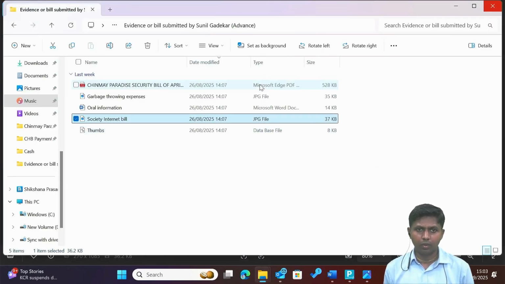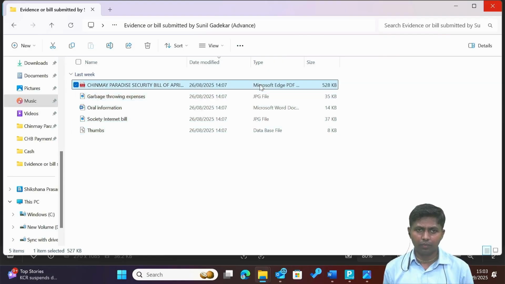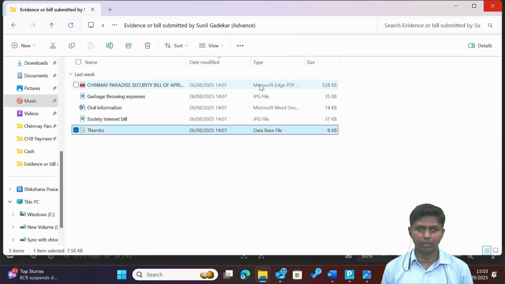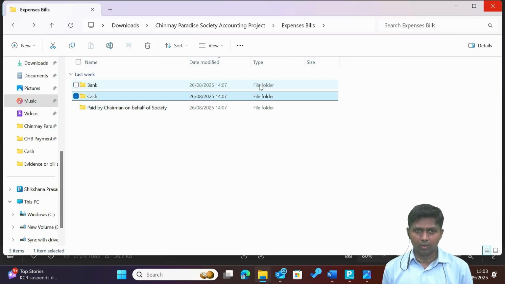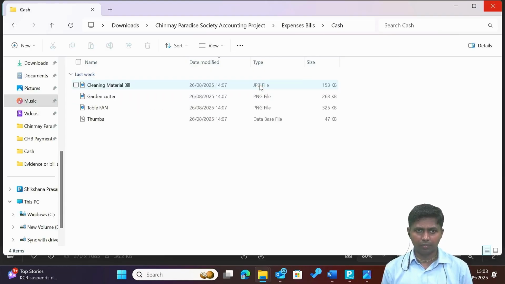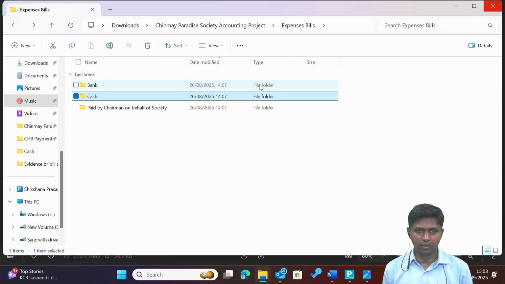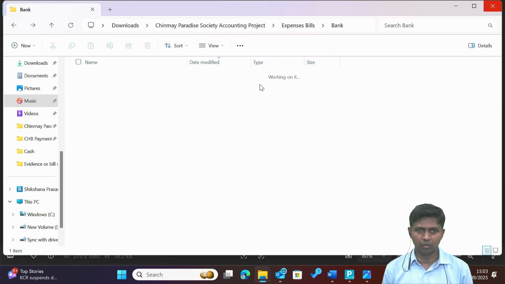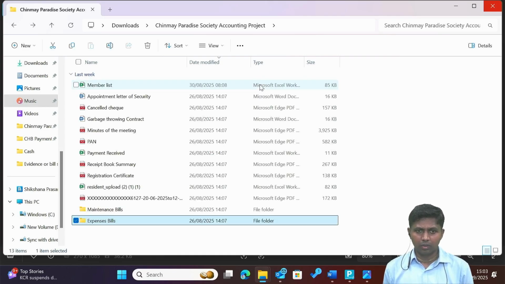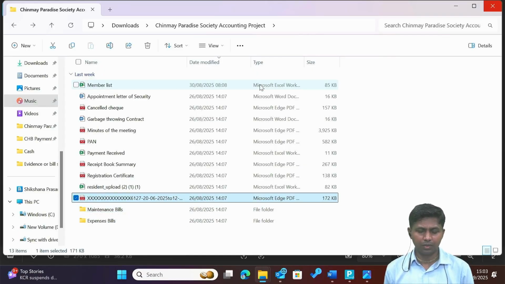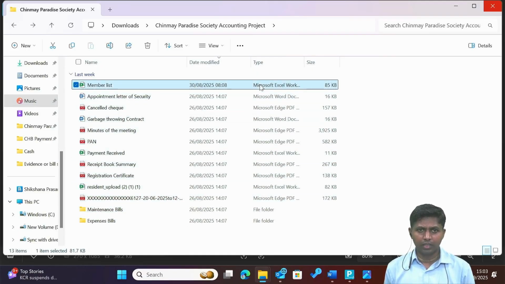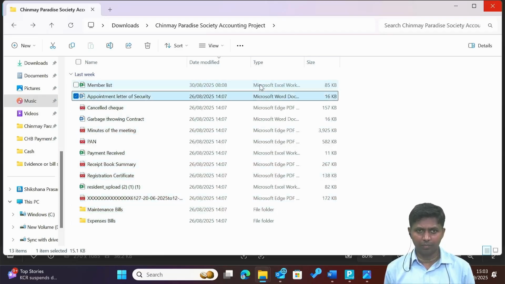Now after this we have next. Okay, over. We only have 4 bills and we have passed all 4 bills. So over. Then after this, do we have something in the cash? Okay, this is over. The bank part is also over. All expense bills are over. Now what about the maintenance bill? We have passed all maintenance bills. Now let's check whether any information is remaining or not.